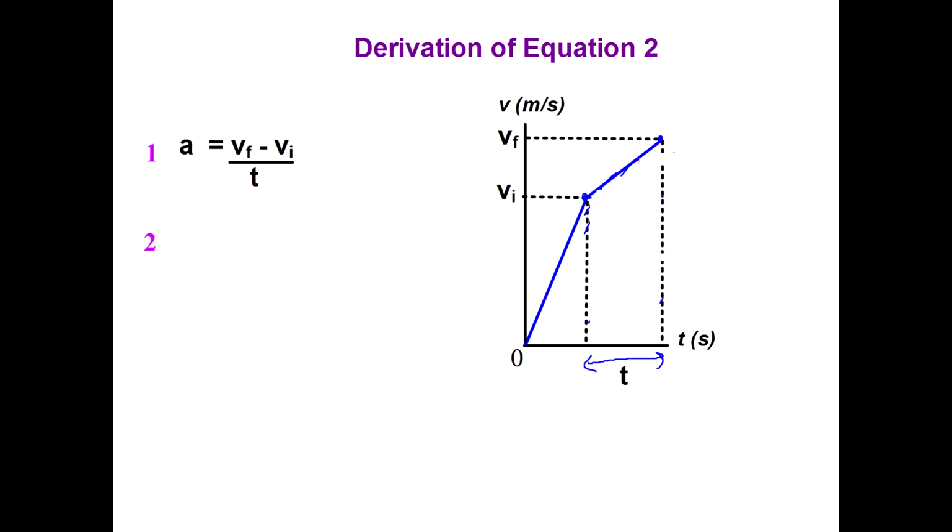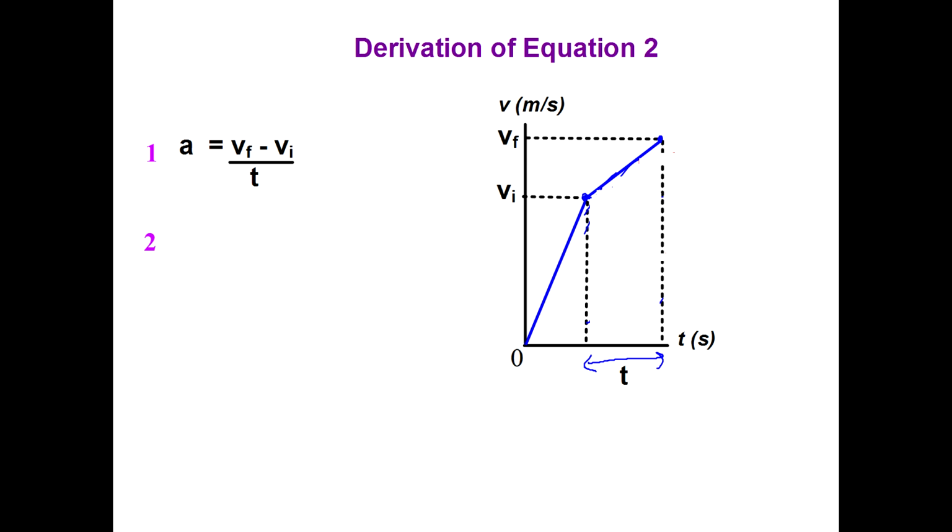To derive equation 2, let's take a look at a velocity graph. This velocity graph shows two different accelerations, just like the acceleration graph I showed you a minute ago. It has one acceleration that's high and one acceleration that's a little bit lower. Now what we're going to do to derive this equation is come up with an equation for the displacement in this period of time t.